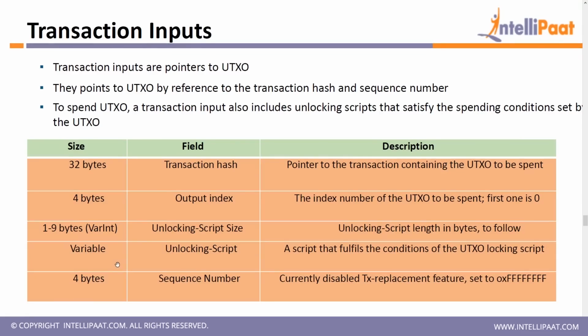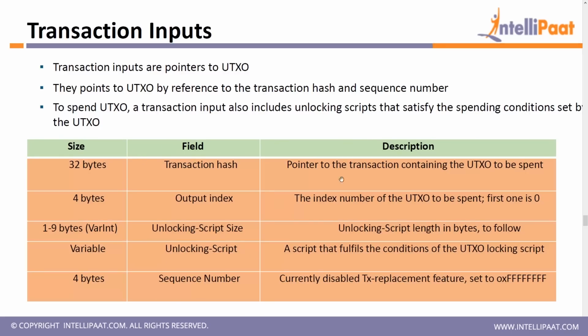So your transaction inputs are pointers to UTXO. UTXO we know, unspent transaction outputs. They point to UTXO by reference to the transaction hash and sequence number. To spend a UTXO, our transaction input also includes unlocking scripts that satisfy the spending conditions set by the UTXO. Every transaction input has the following fields.